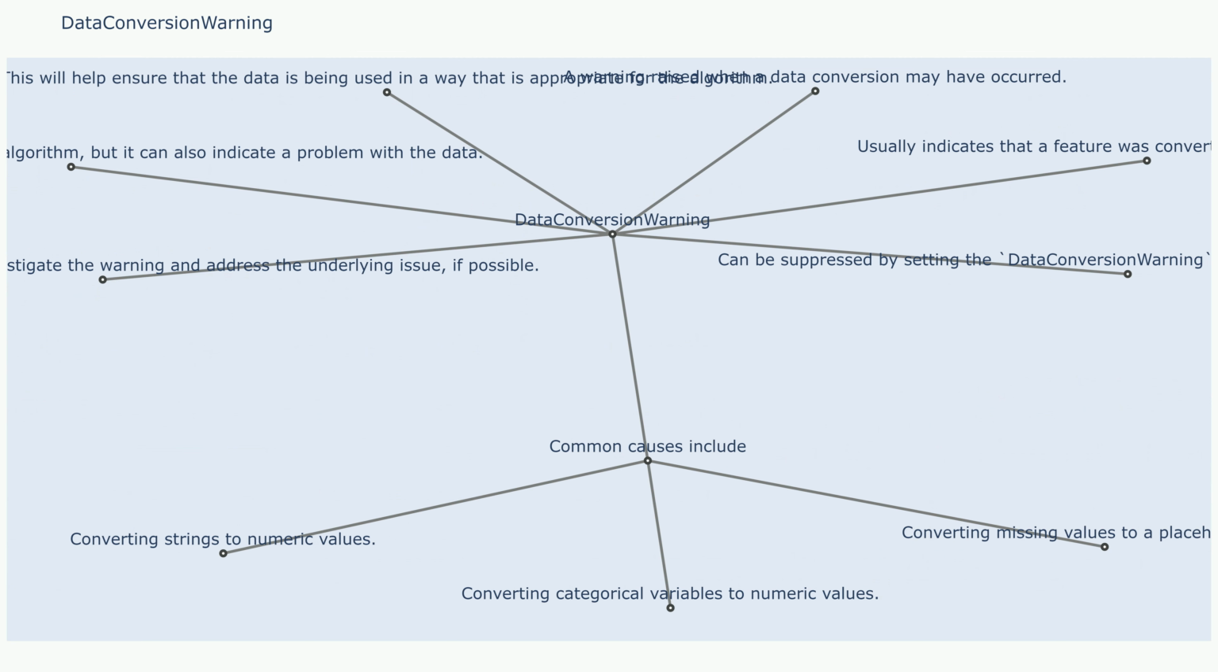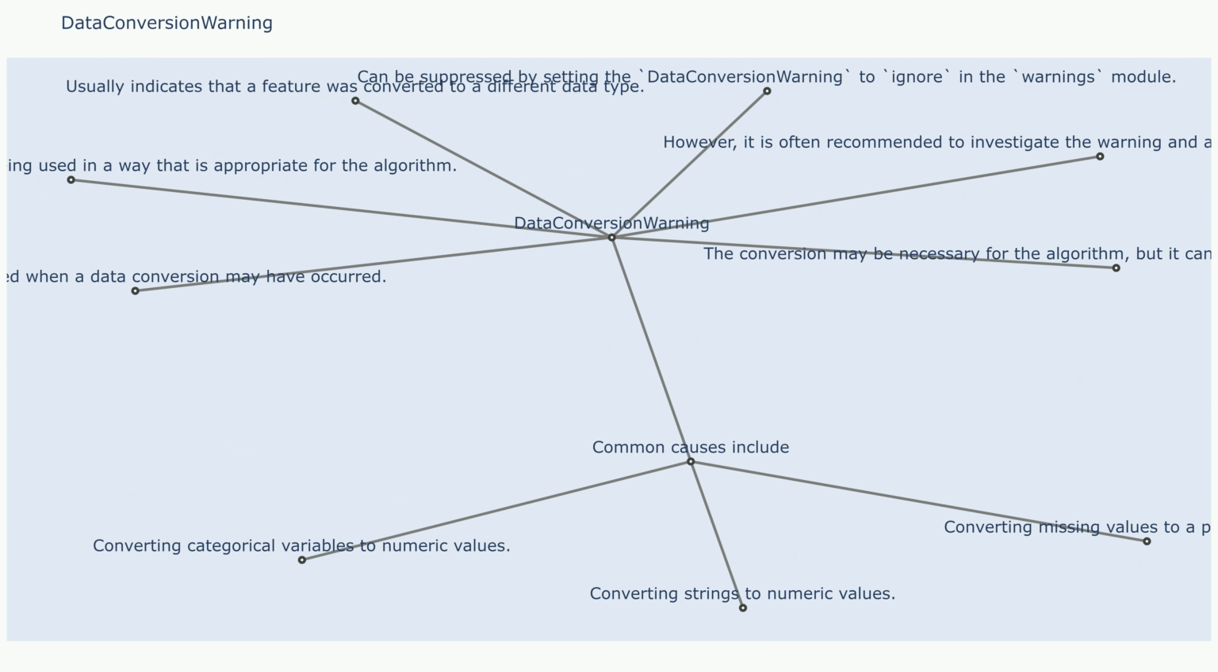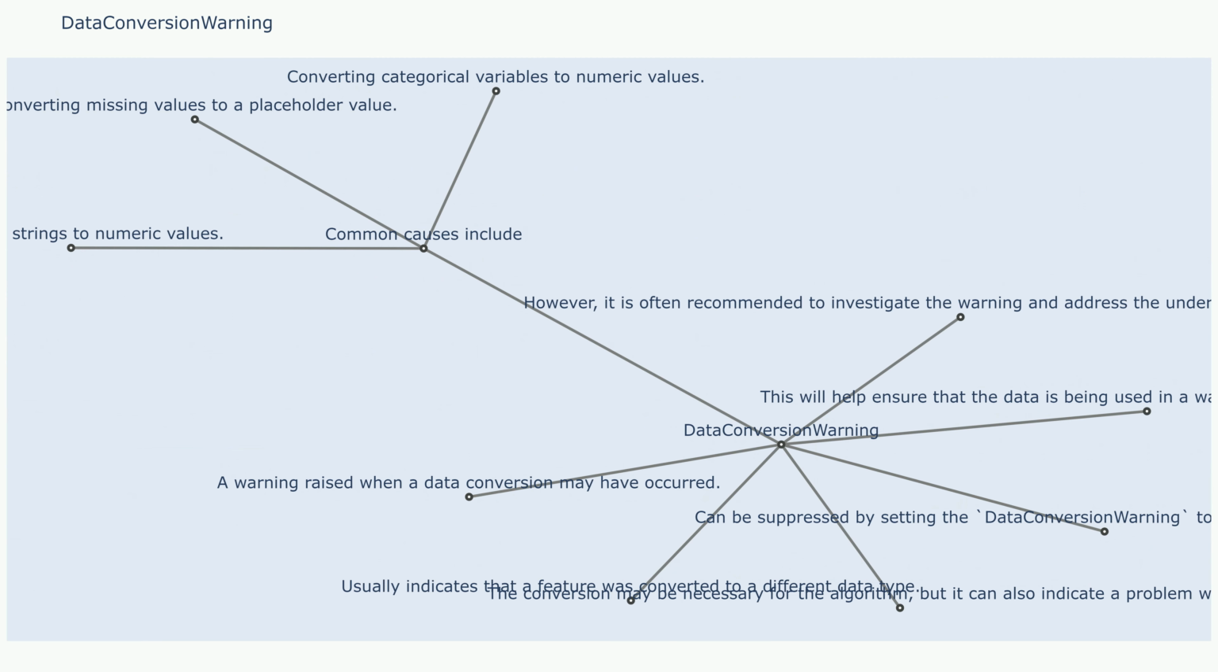Understanding the implications. The data conversion warning often signals a potential problem that you should address. Accuracy: unsuitable data types can affect the accuracy of your model. For example, treating strings as numerical values might lead to incorrect calculations. Performance: imputing missing values or scaling data can introduce bias and affect model performance. Interpretability: automatic data transformations can make your model harder to interpret.